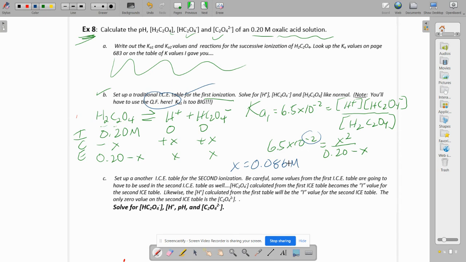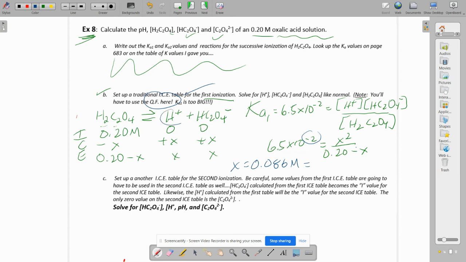Just for future reference, I keep telling you that you're not expected to use the quadratic formula on a test or on the AP exam. So I think this might be the first and last time we use the quadratic formula or the graphing method to solve for x. For the most part, all your K values are going to be pretty small, 10 to the minus third or smaller, so that you can get rid of the minus x. Hopefully that's clear. As always, if you're unclear on anything, do not hesitate to ask. So x is 0.086. Now, the more important part is, what's the significance of that?